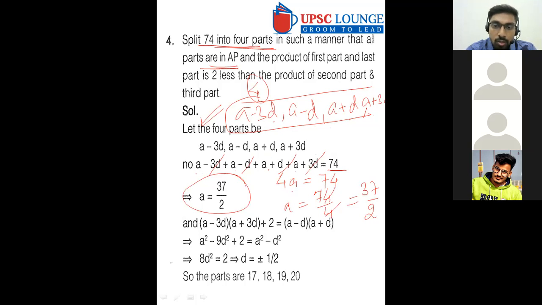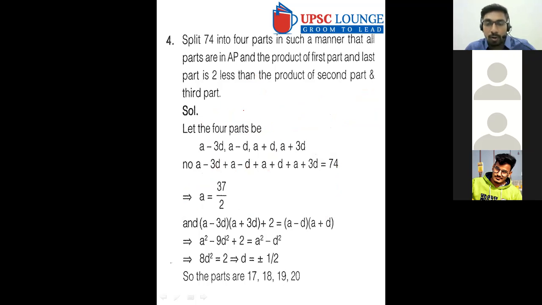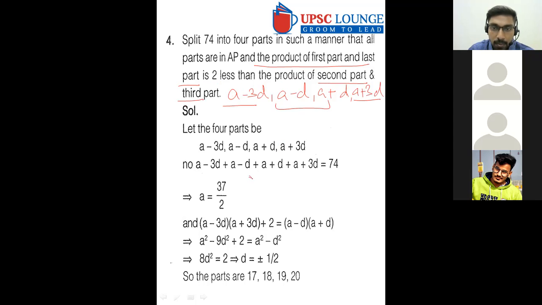Clear, sir. Okay. So after this, you got the value of the first term, but you have no idea about what your common difference will be. For the common difference, they gave one more condition: the product of the first part and last part is 2 less than the product of the second part and third part. Basically, this is your sequence.